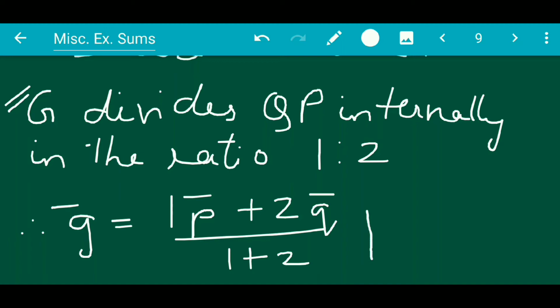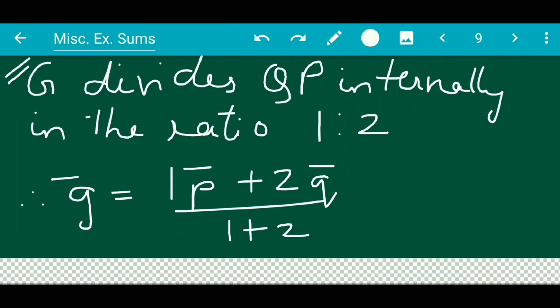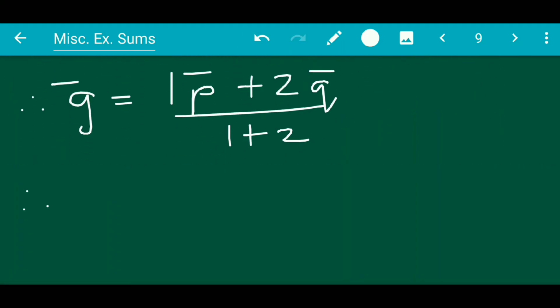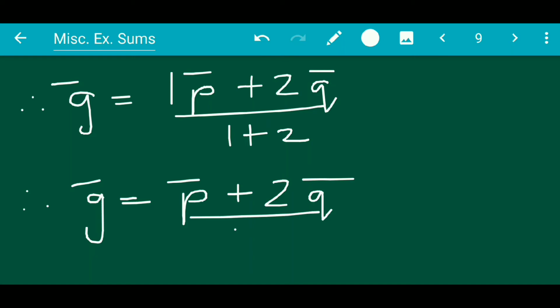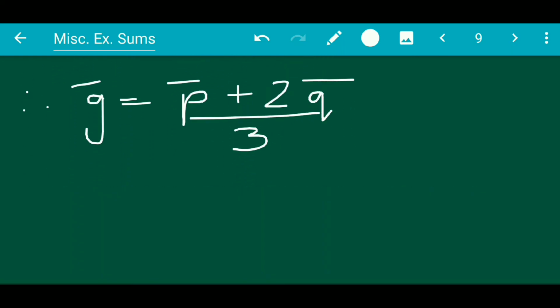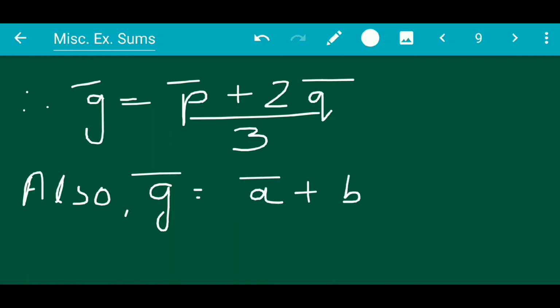That means G bar becomes, so therefore G bar is equal to (P bar plus 2 Q bar) upon 3. Okay, this is a property of the centroid. Also we know that G bar is equal to, by centroid formula, G bar is equal to (A bar plus B bar plus C bar) upon 3. This we already know, isn't it?